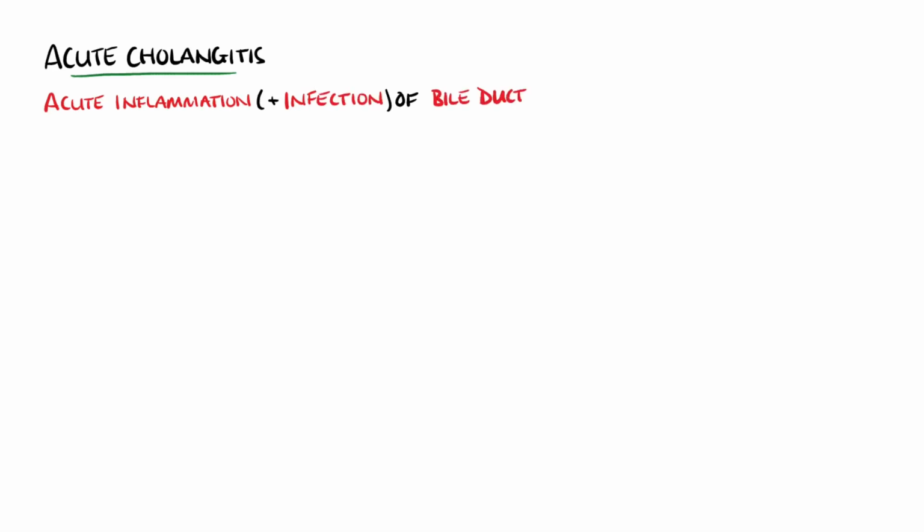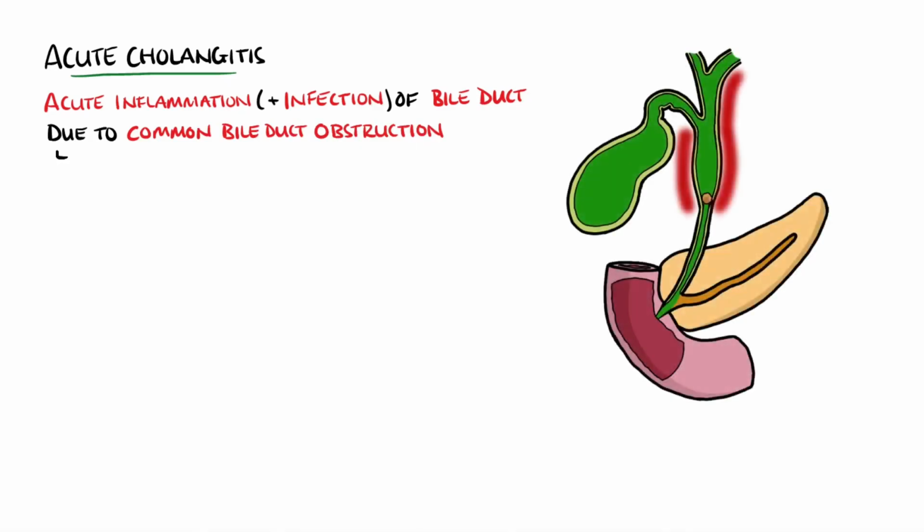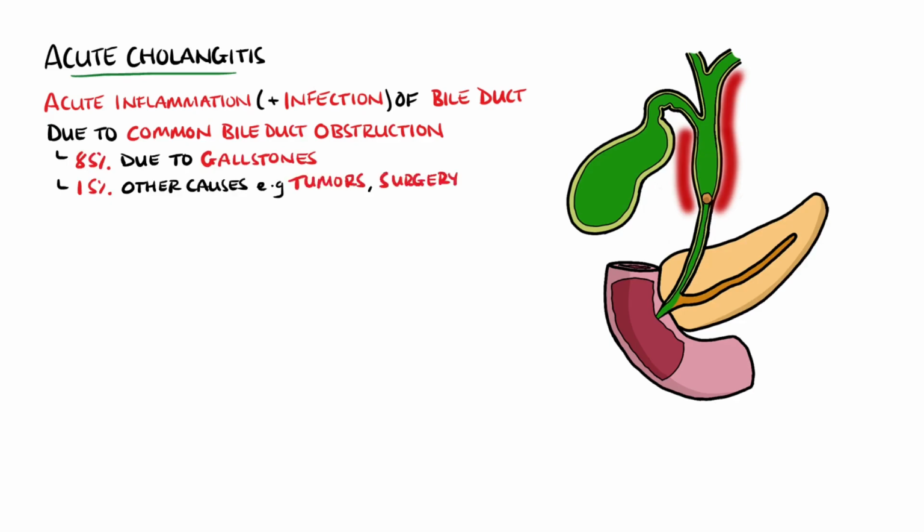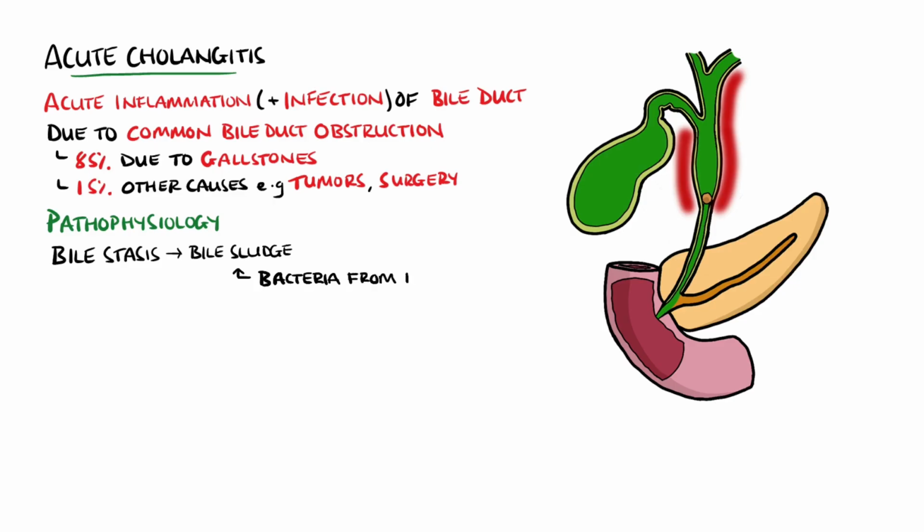We then have acute cholangitis, which is where there is bile duct inflammation and typically a biliary infection due to an obstruction of the common bile duct. In 85% of cases, this obstruction is due to a gallstone, but it can also be caused by tumours, previous surgery, and other causes. This obstruction leads to bile stasis, which itself can generate bile sludge, which is a perfect breeding ground for bacteria that can ascend from the duodenum and travel up the biliary tree.